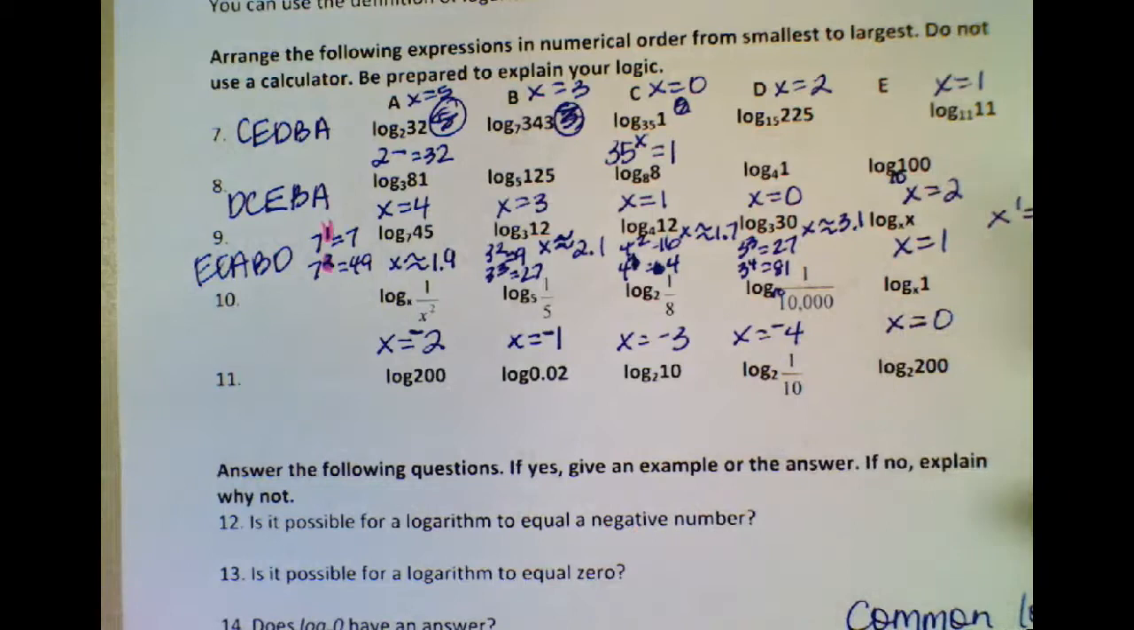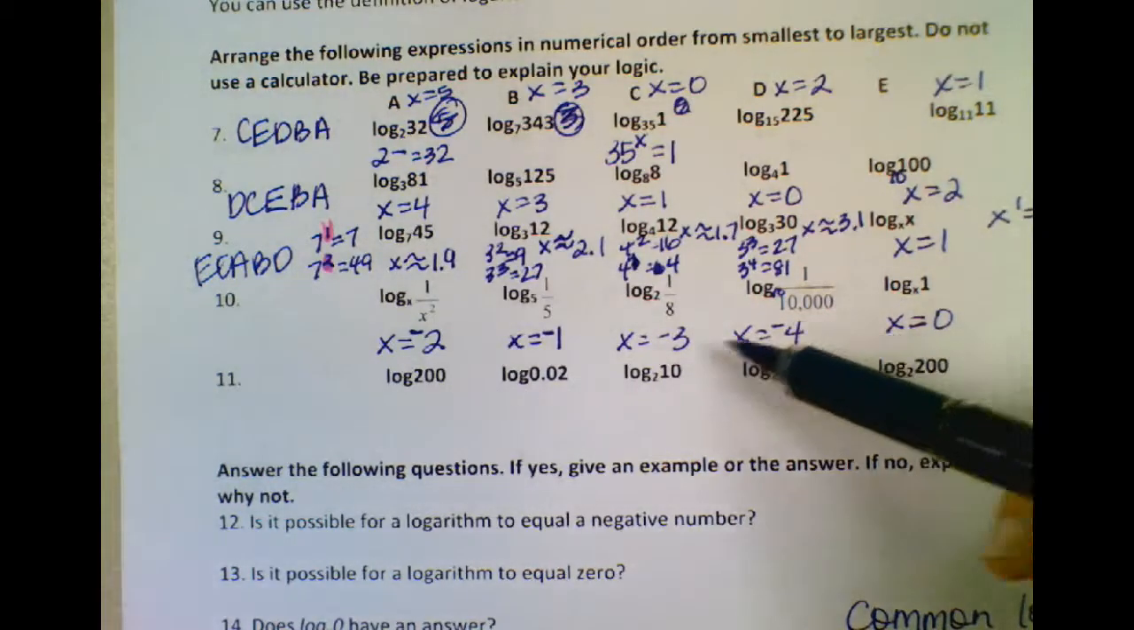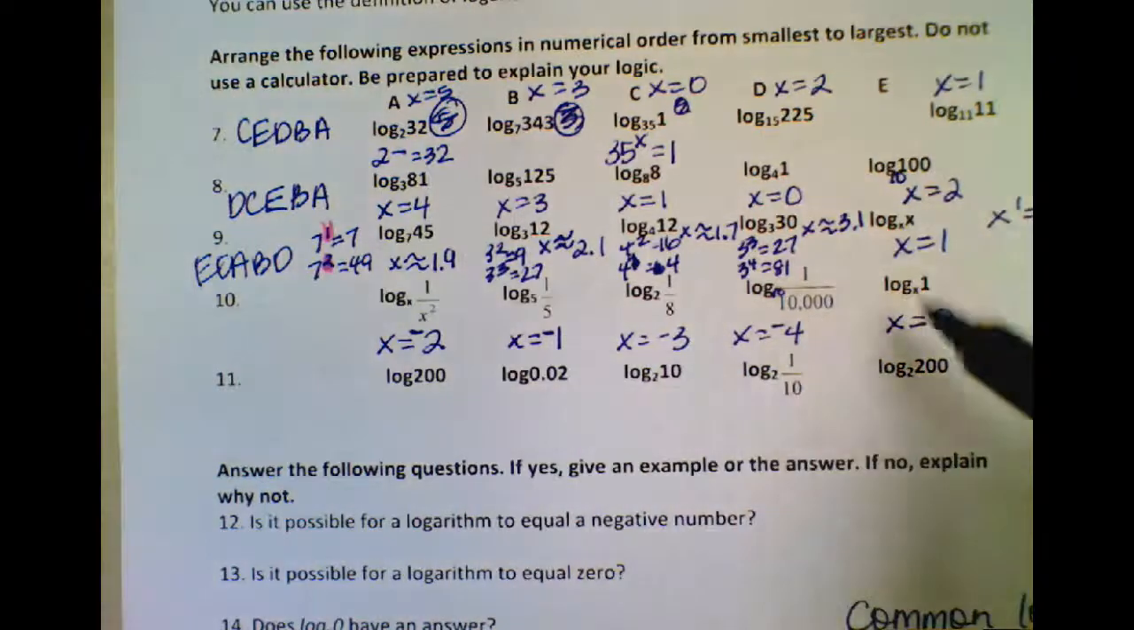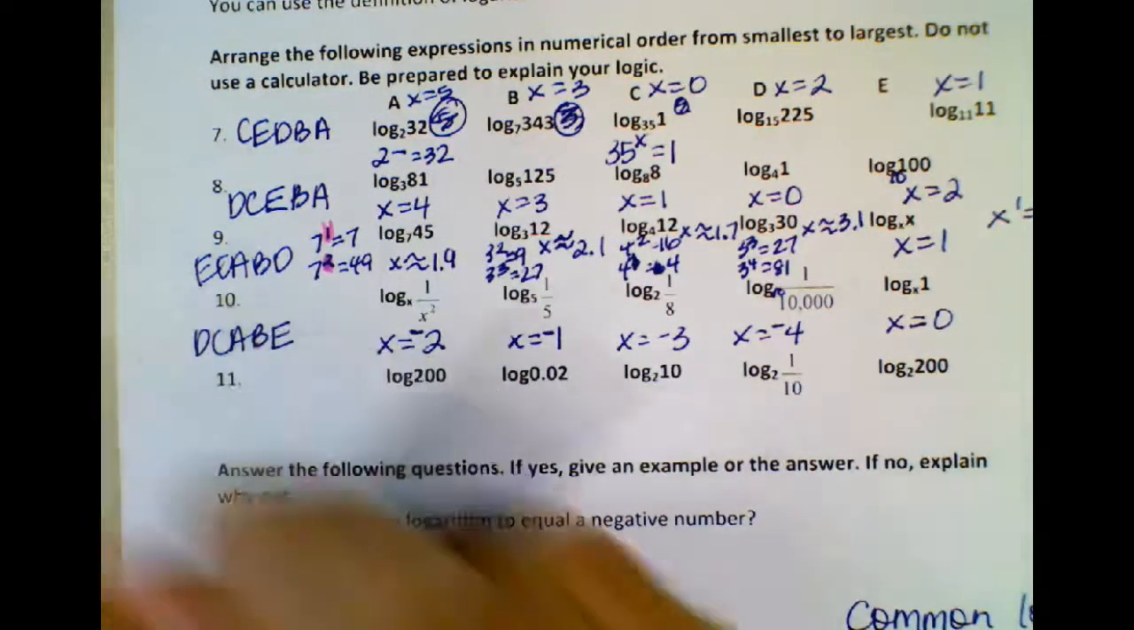Now let's list those from smallest to largest, except remember now we're dealing with negative numbers. So the farthest negative is going to be our least answer. So we're going to go D, C, A, B, E.